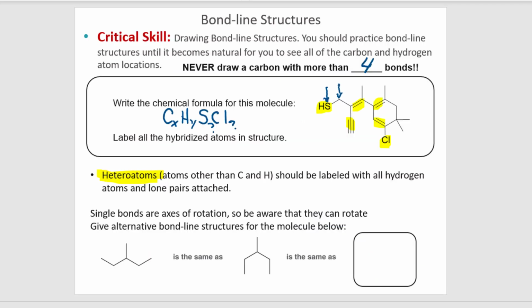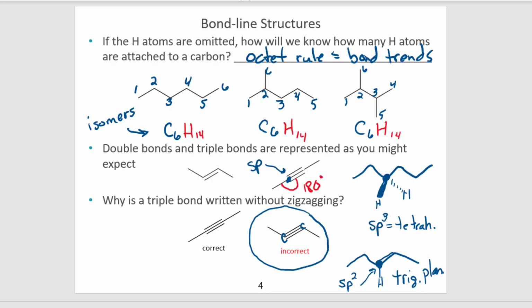The last thing to talk about is conformational rotations. Now, if you look at these two molecules drawn in their bond line structures below, you'll notice that they look different. Are they different molecules? In the previous slide, we talked about isomers. Same molecular formula, different connectivity.